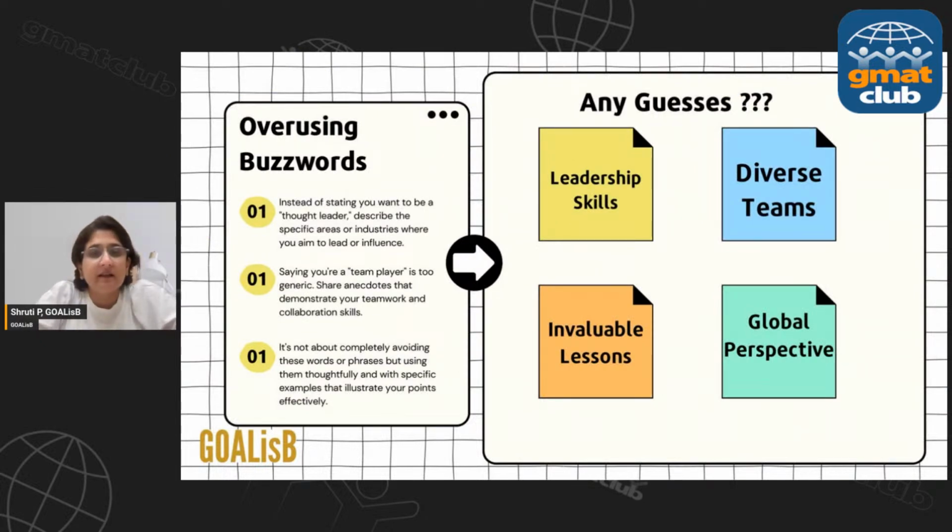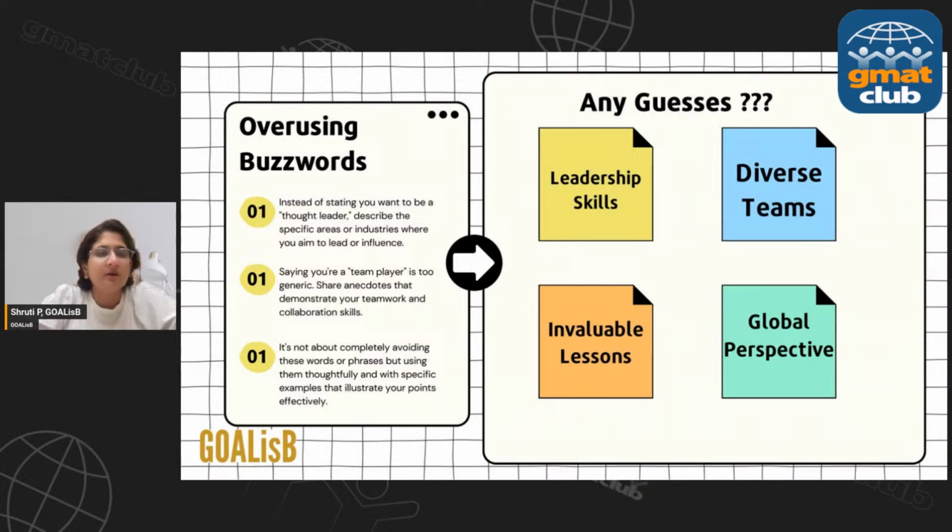Buzzwords. Any guesses as to what your favorite buzzword is? What I have seen in terms of buzzwords is leadership skills. I have been working with diverse teams. I bring to the cohort a global perspective, and I have learned invaluable lessons from this particular experience, an X experience or a Y experience. So if all of these are things that you are using in your essay, just mark them in red and go back into the story and see what exactly is the impact that you had. Do you really want to use the buzzword, or is there something more specific that you can talk about?